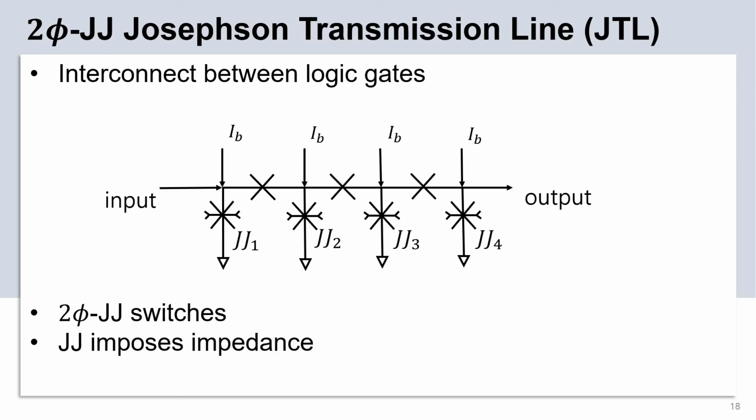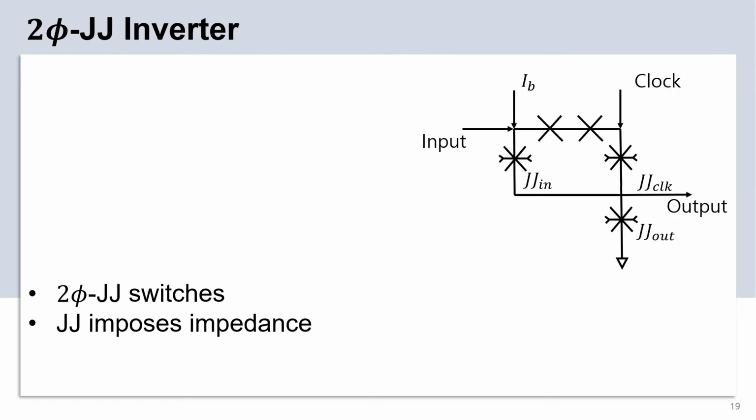The first circuit I'm going to demonstrate is a JTL, a Josephson transmission line. The JTL connects different logic gates together and acts as an interconnect. It passes the HFQ pulse from its input to the output. So, when we have an HFQ pulse at the input, notice that it switches JJ1, then the pulse propagates and switches JJ2, then propagates and switches JJ3, and so on. And notice that only the 2πJJ switches, and the regular JJs just behave as an impedance to redirect the bias current as needed. The next circuit I'm going to demonstrate is an inverter.